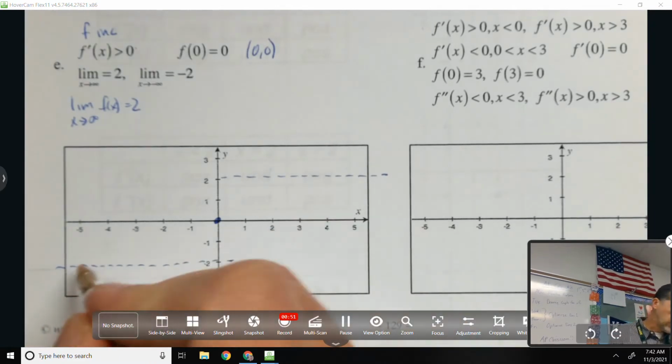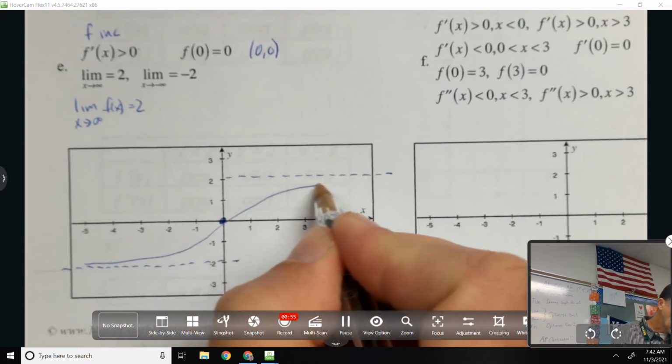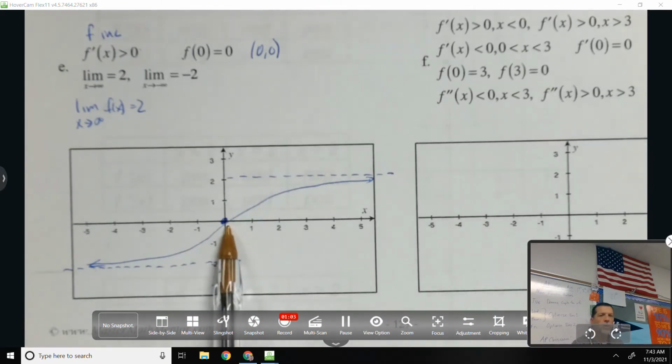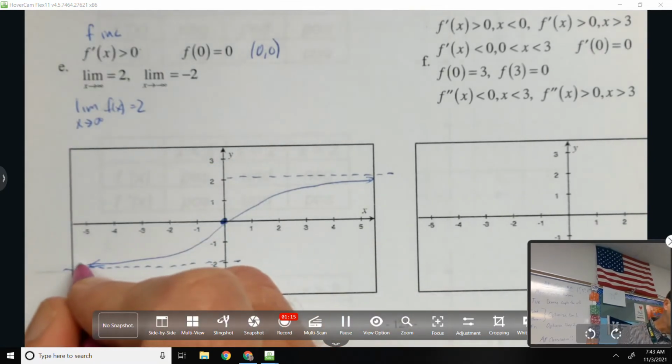And we're always increasing, so something like that. And then the 0, 0 would be a point. Not necessarily. It wouldn't have to be. I mean, I drew it that way, but there's nowhere that tells me that 0, 0 is the point of inflection.